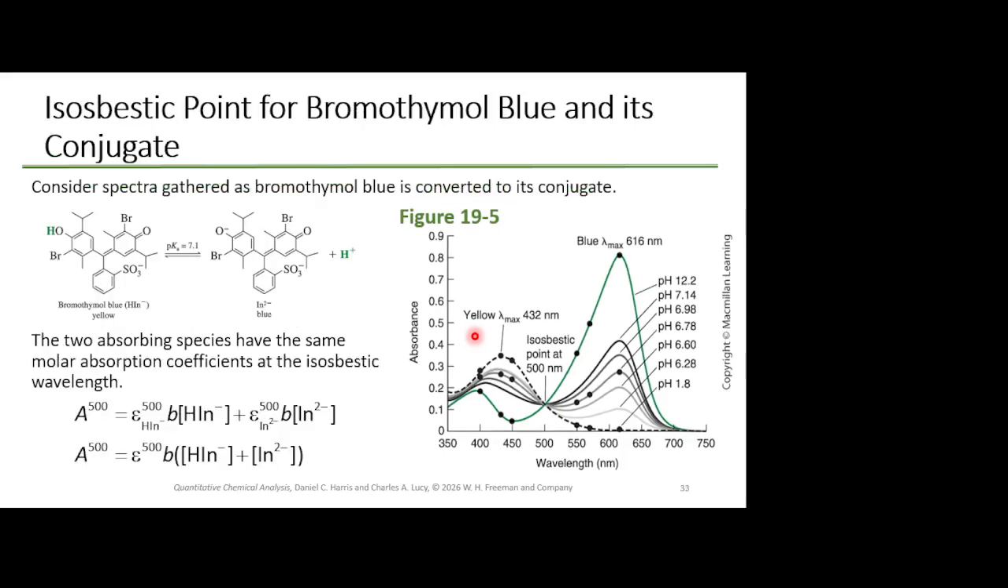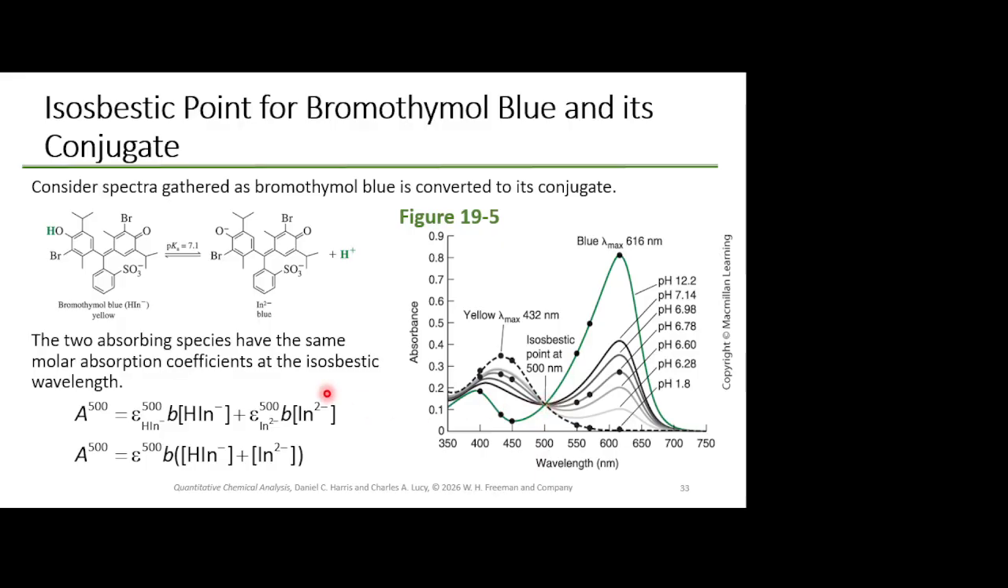Okay. So this right here is going to be the bromomethyl blue converting to its conjugate. That's the same sort of conversion that you would see for doing a titration or something, right? And so the two absorbing species are going to have the same molar absorption coefficient at the isosbestic wavelength right here.